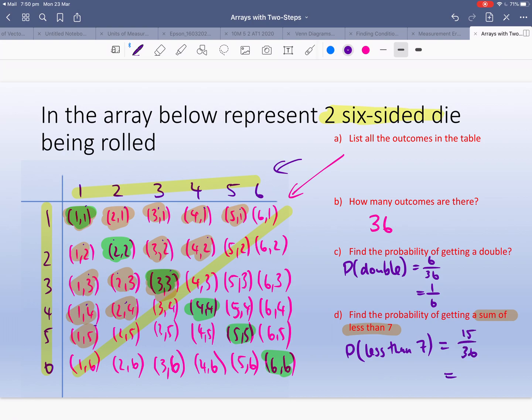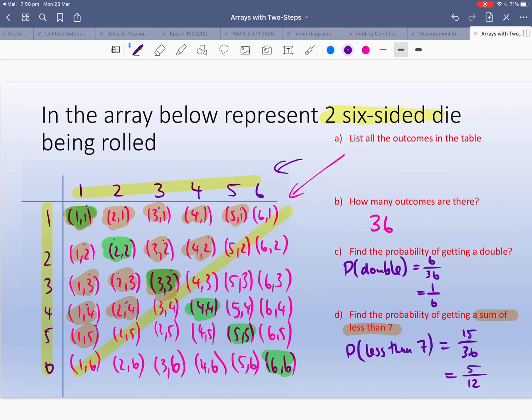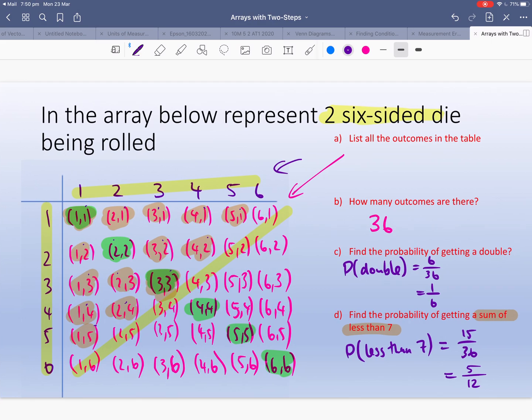And I think 3 goes into both of them. The simplest way to simplify is on your calculator. We get 3 goes into 15 5 times, and 3 goes into 36 12 times. I'm pretty sure I'm right with that. So hopefully that helps. I think that's the end of that. So peace out.